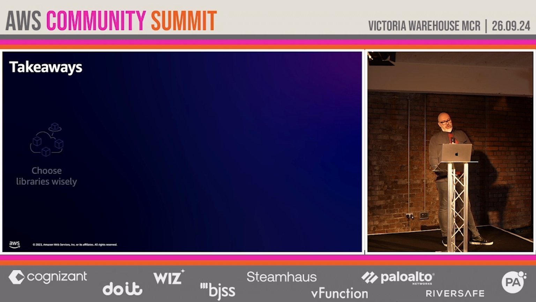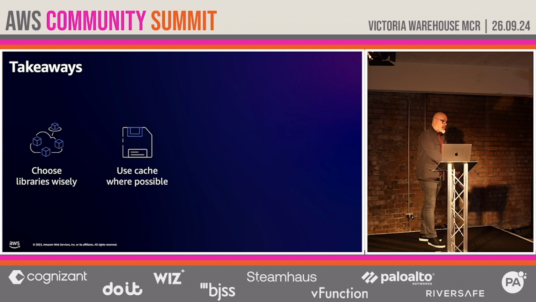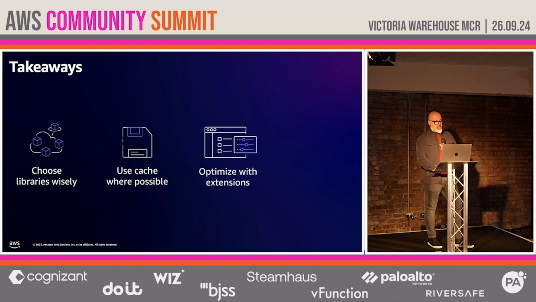Okay, so main takeaways of this talk. First of all, choose your libraries wisely. Don't pick only the latest library or the most used library. Try to understand what is behind that. Second, use cache where possible. Cache is your friend. You can cache in memory, you can cache on CloudFront, you can cache with ElastiCache or MemoryDB, whatever. Use it and leverage it for improving your performance.